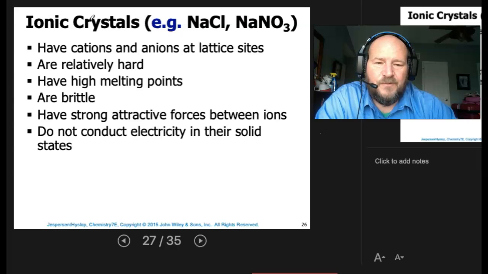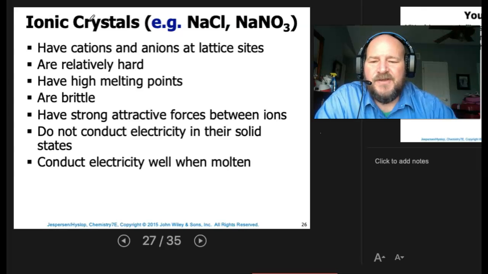So if we put salt in water, then the salt will pass a charge. But as a solid, sodium chloride does not pass a charge. They will conduct electricity well when they're molten, though.